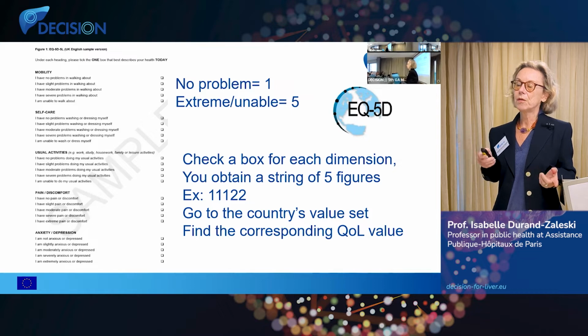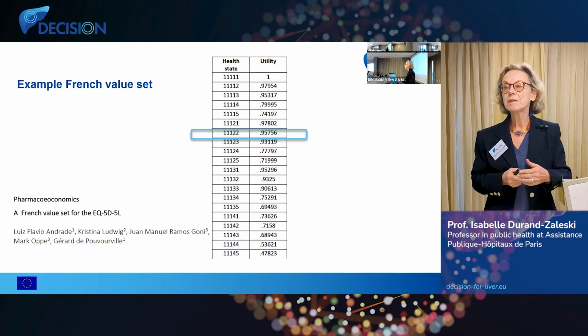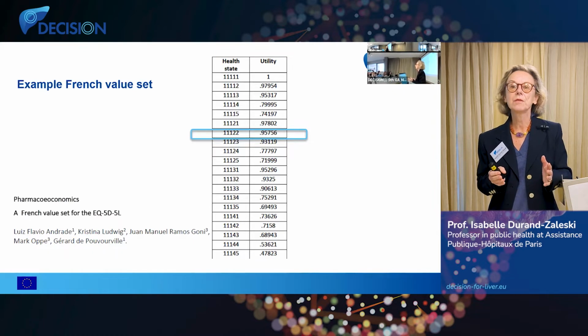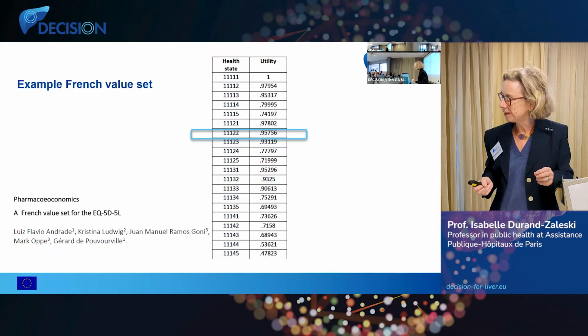So how do you go from there to QALYs? You take a table. It's called a value set, and it exists for most countries. You look, so we have it in a program. You don't have to look through every combination.